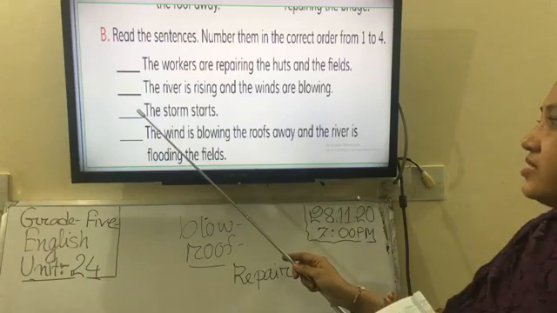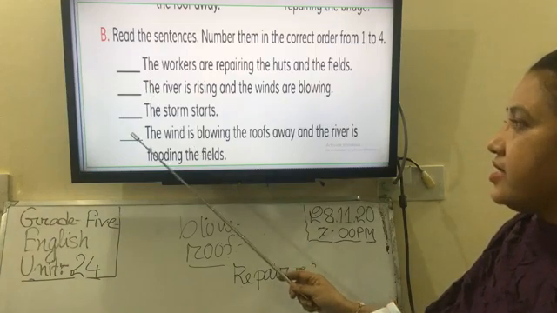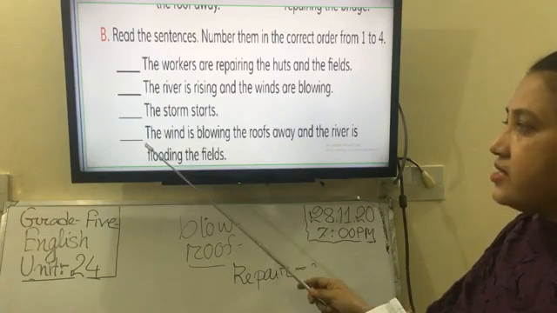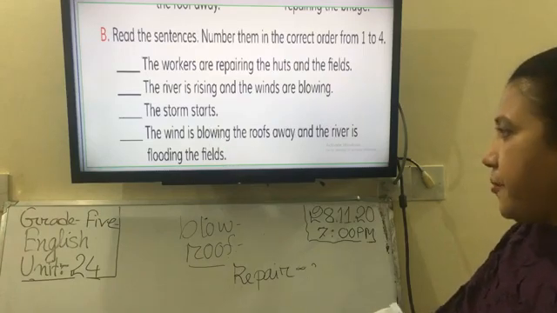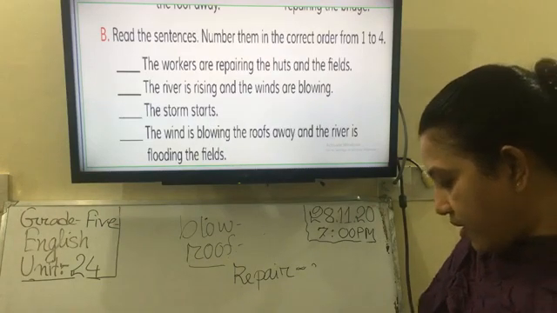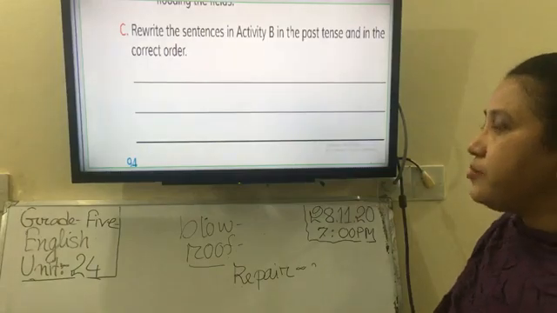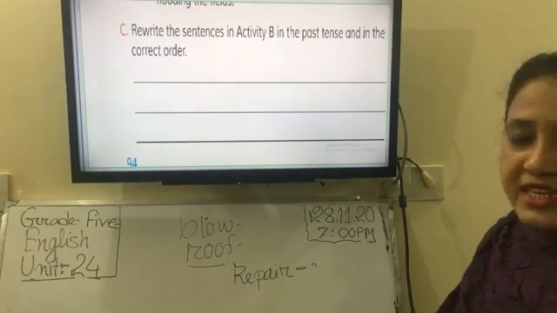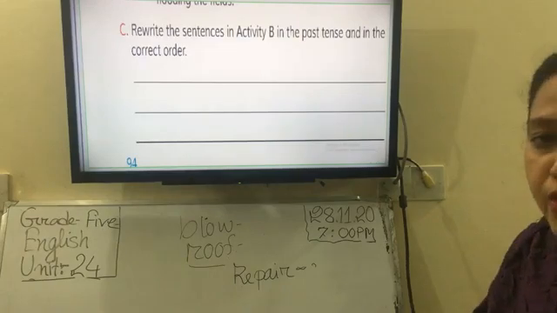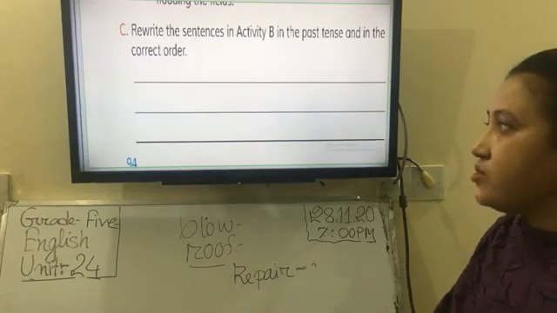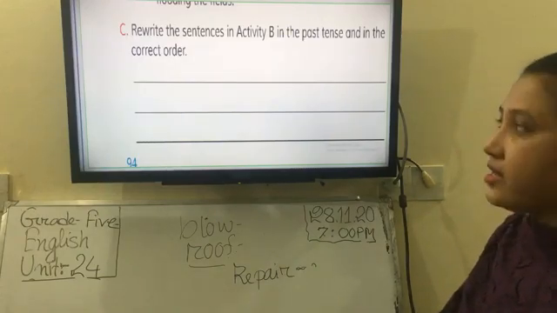Okay, this is first, you write down number one here. This is second, this is third, this is fourth. This is the sequence. You have to write down in sequence or in order. I hope you have understood. Dear students, we have discussed the four sentences. You can see which one is first, second, third, and fourth by the sentence sequence.